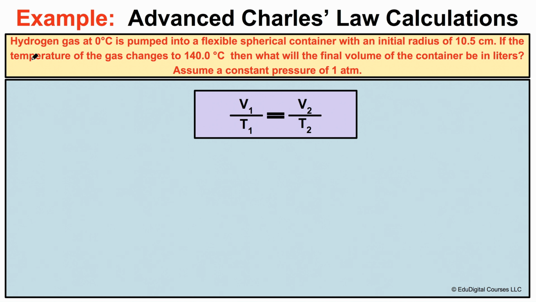In this example problem, it says that hydrogen gas at a temperature of 0 degrees Celsius is pumped into a flexible spherical container with an initial radius of 10.5 centimeters. If the temperature of the gas changes to 140 degrees Celsius, then what will the final volume of the container be in liters? We're going to assume a constant pressure of 1 atmosphere.